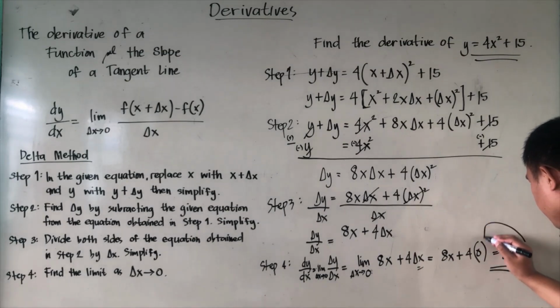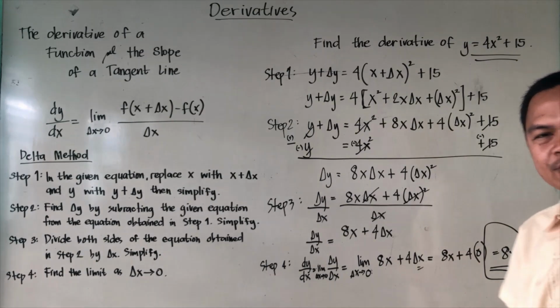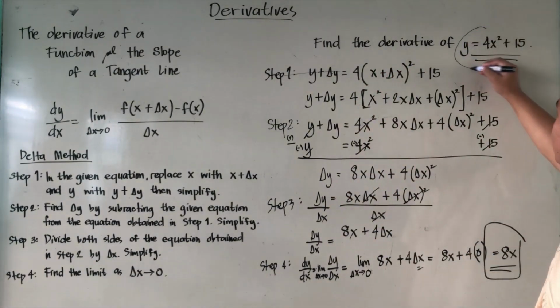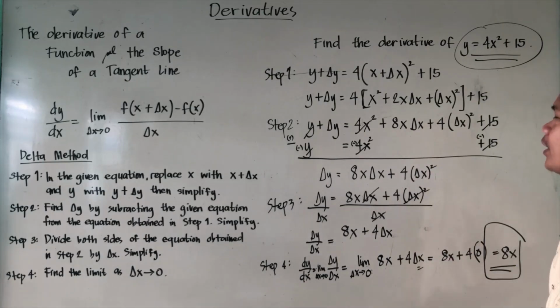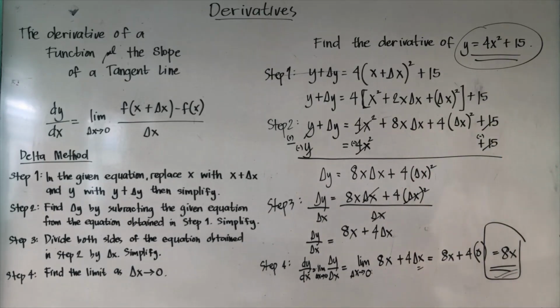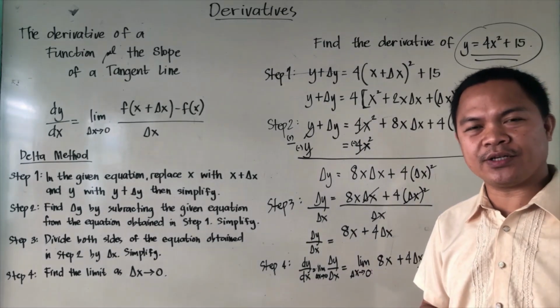Therefore, ito na po yung final answer mo in terms of finding the derivative of the given function y is equal to 4x squared plus 15. Okay? So, ito na po. Questions? Clarifications?